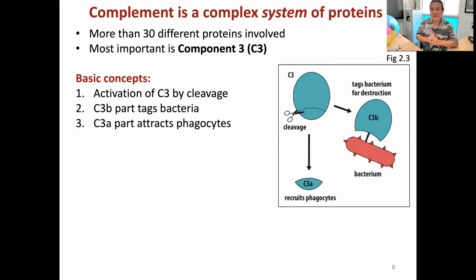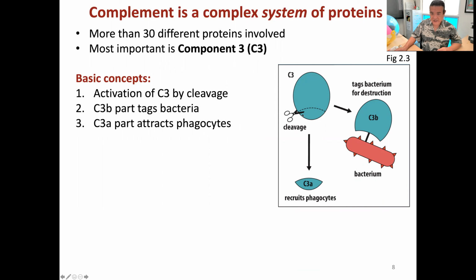So as I said, complement is a system of proteins. There's about 30 different complement proteins involved in our immune system, but the most important one is complement C3. In this cartoon, C3 is represented by this blue oval. This complement C3 is made by your liver. Your blood is filled with this right now, moving around and around in your body, but it's in an inactive form. In order to activate it, it has to be cleaved or cut.